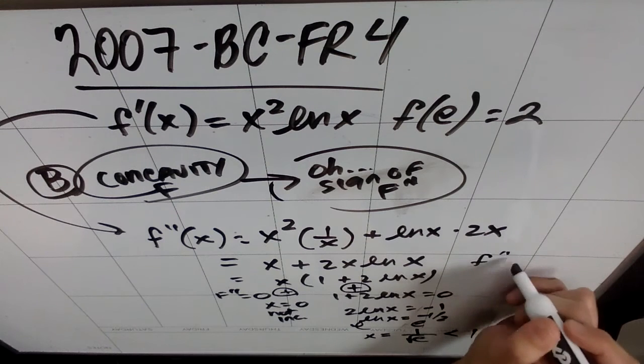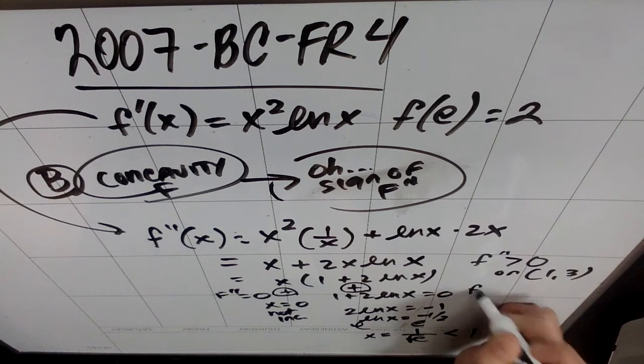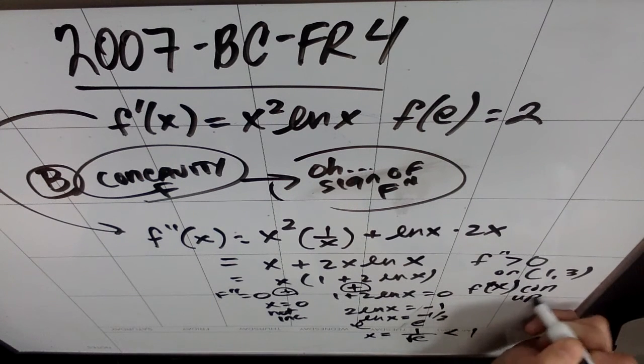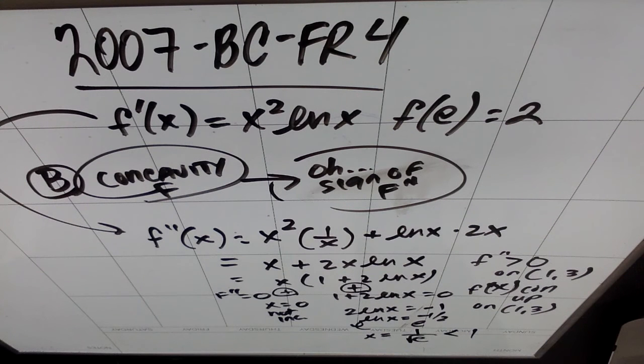So f double prime is greater than 0 on the window from 1 to 3, which means f of x, rather, is concave up on the window from 1 to 3, right? And their question was, is the graph concave up or down on the interval? Give a reason, and here's our reason, and we found f double prime to back it up. You did have to find f double prime. You did have to figure out that it's greater than 0.